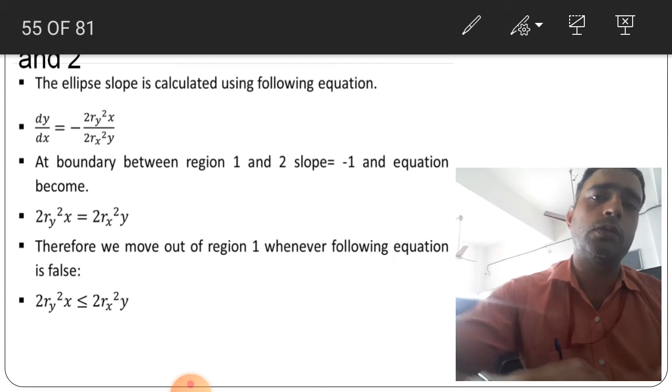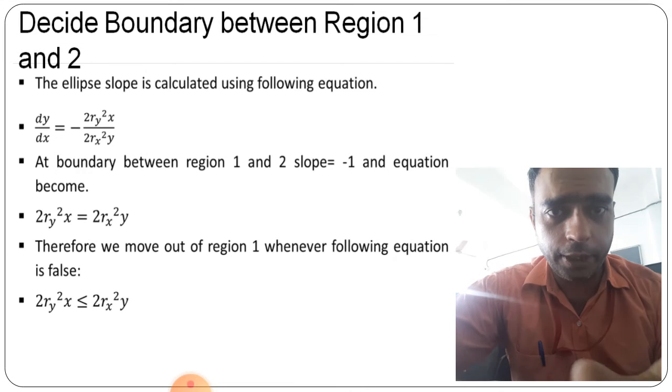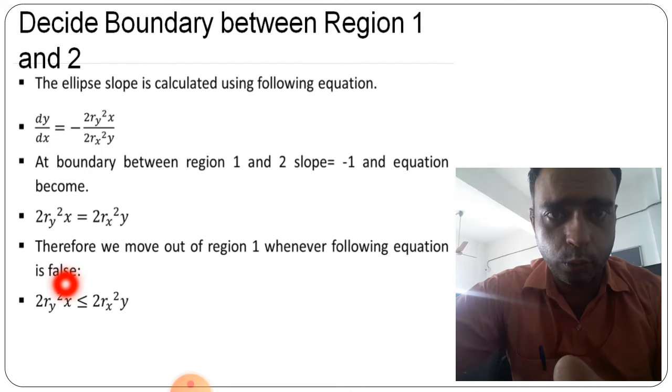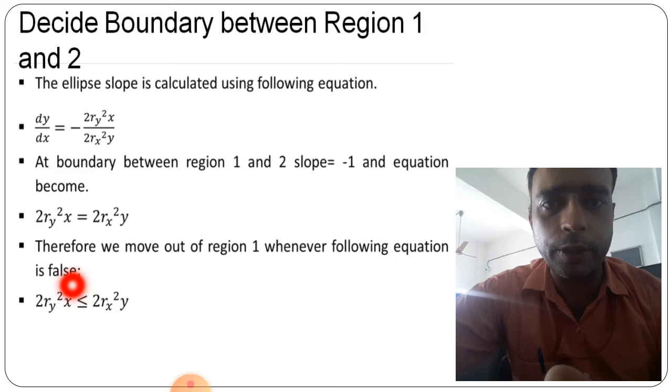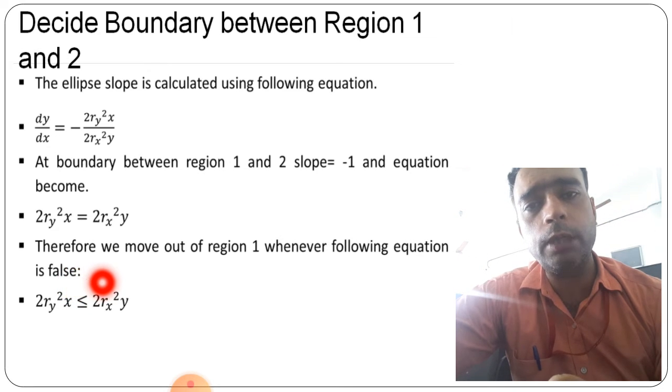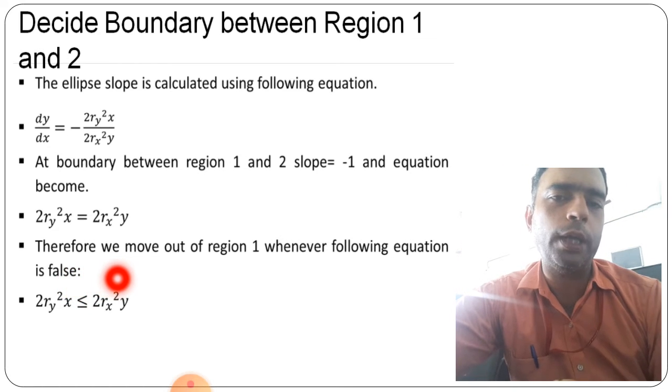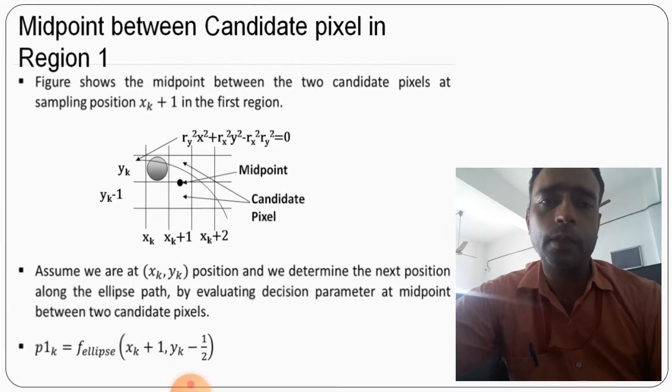फॉलोइंग इक्वेशन इज फॉल्स होगा तो क्या होगा? So we have to move out of that particular region. So 2 ry square into x will be less than equal to 2 into rx square into y.